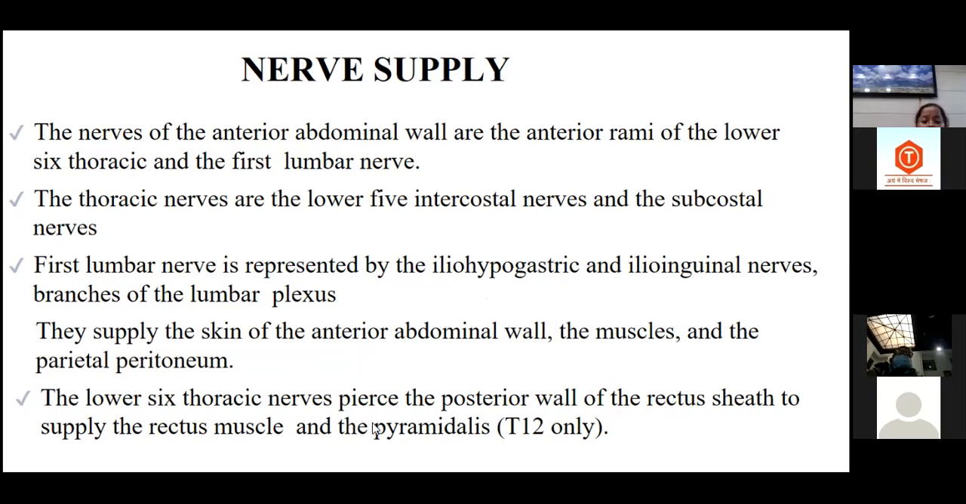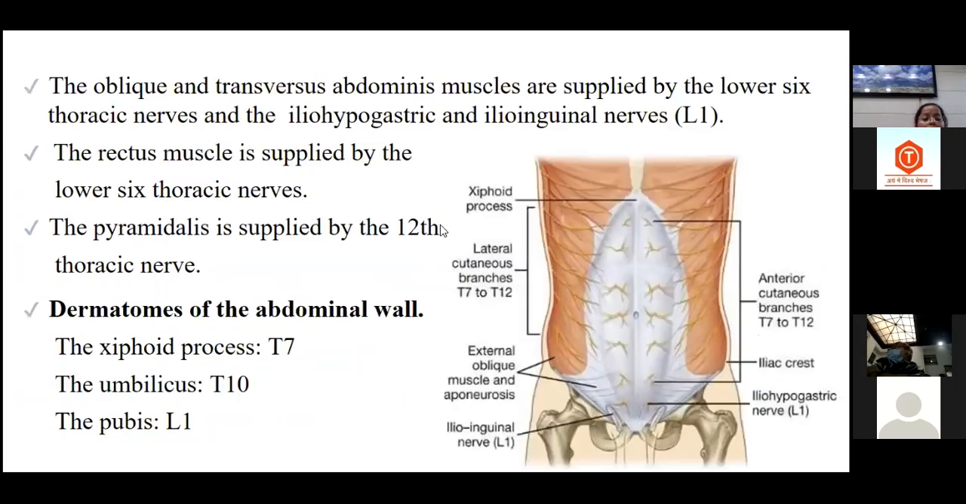The lower six thoracic nerves pierce the posterior wall of the rectus sheath to supply the rectus muscles and the pyramidalis muscle. The oblique and transverse abdominis muscles are supplied by the lower six thoracic nerves and the iliohypogastric and ilioinguinal nerves. The rectus muscle is supplied by the lower six thoracic nerves, and the pyramidalis is supplied by the 12th thoracic nerve.